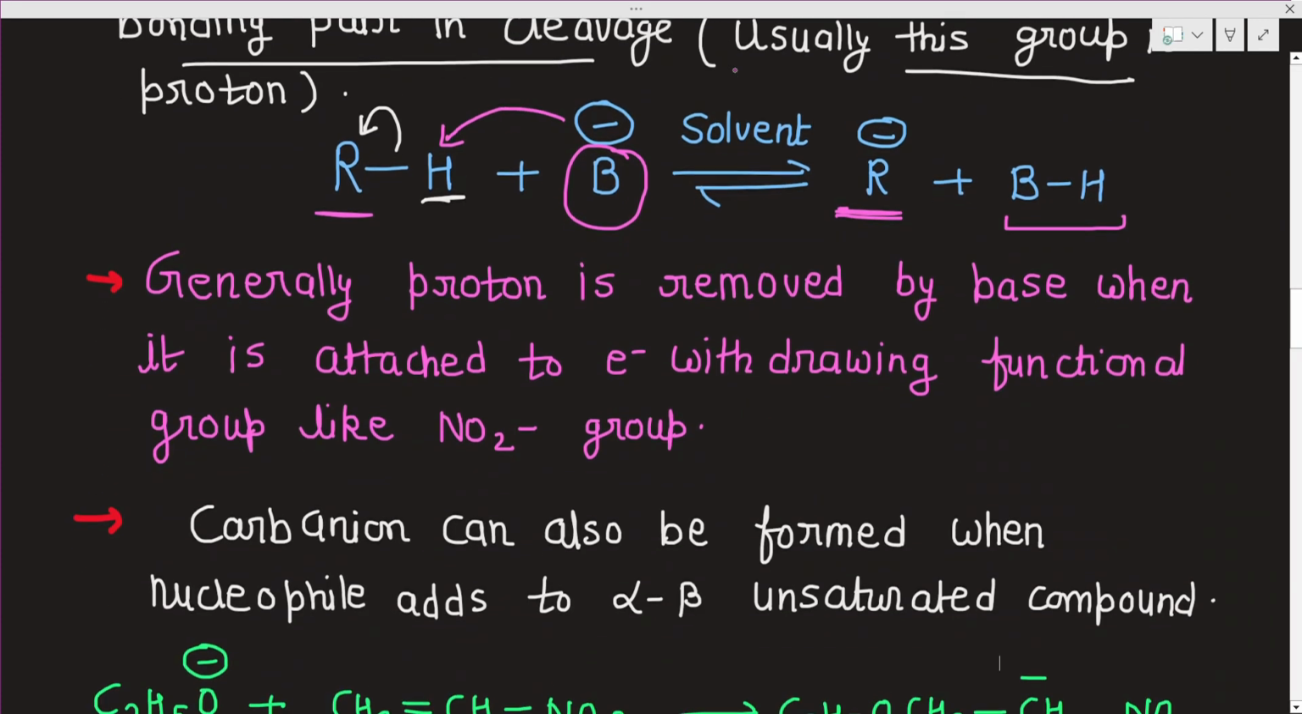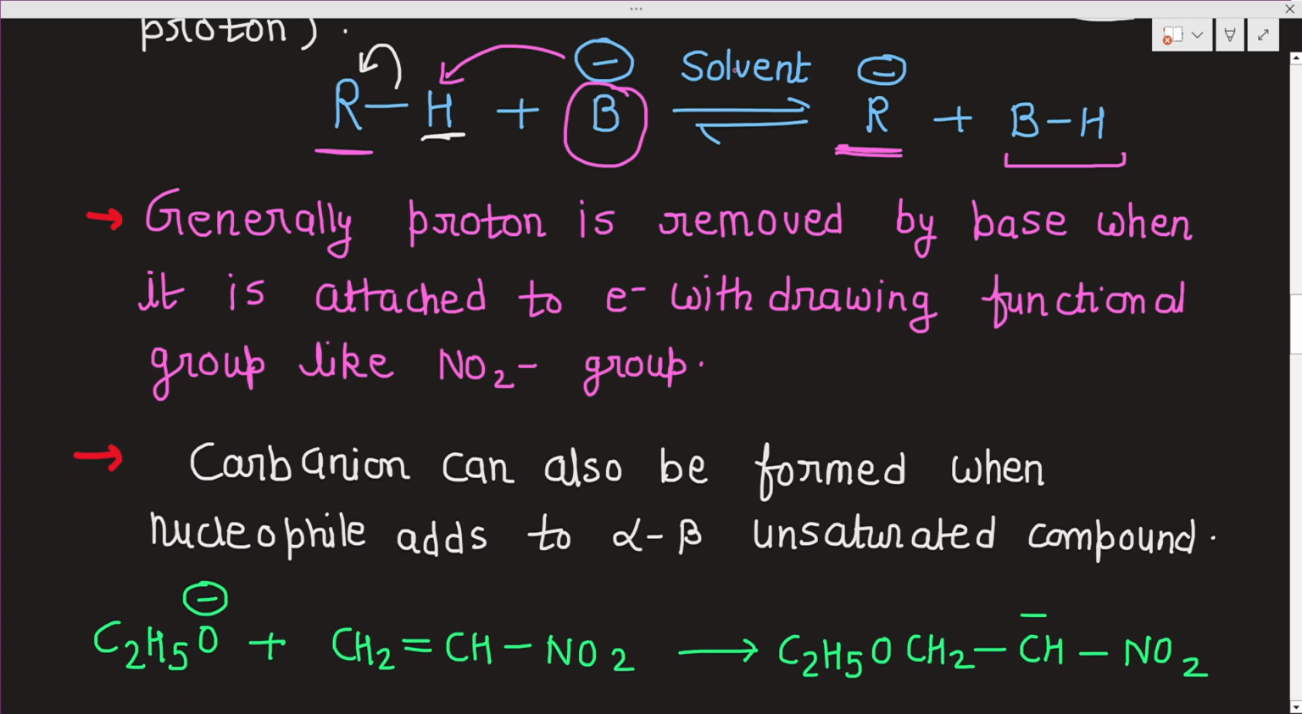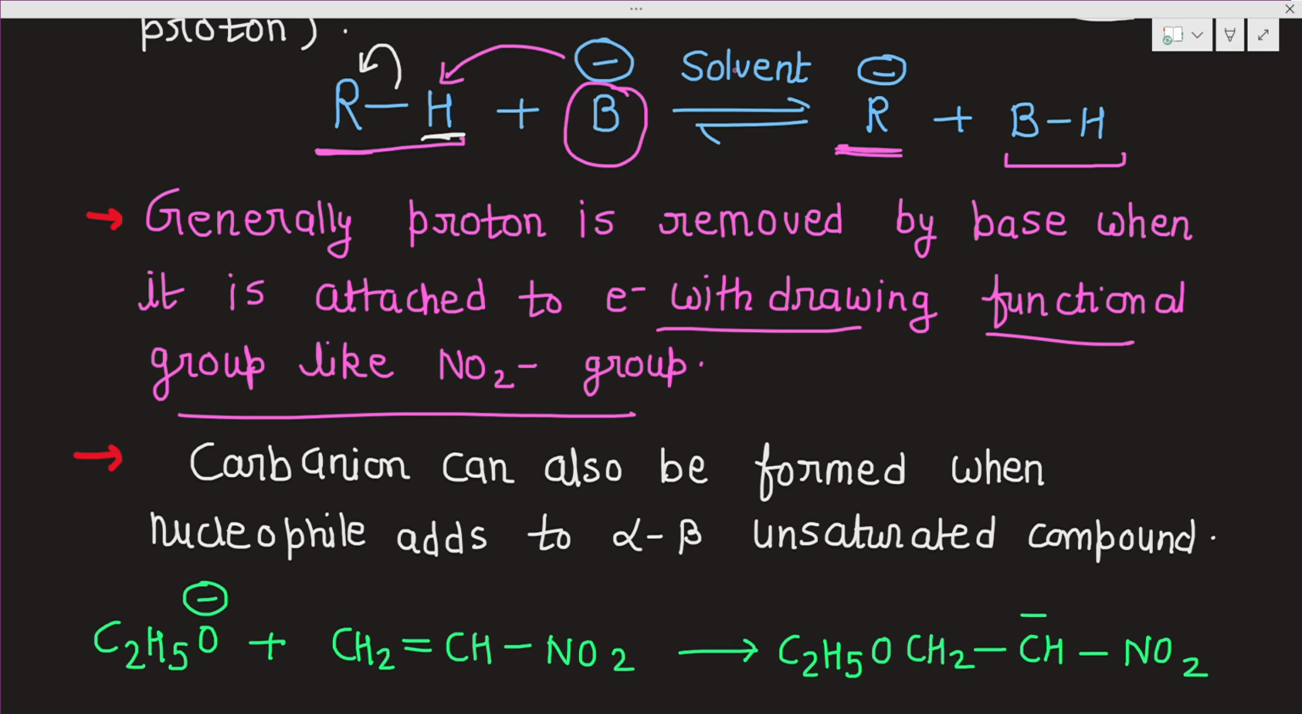Generally, the proton is removed by the base when it is attached to an electron withdrawing functional group like the NO2 group. In general, the R-H bond does not have much difference in electronegativity between R and H. But if a functional group with electron withdrawing tendency is present on R, like the NO2 group, these groups will attract or withdraw electron density from the proton. So the proton can be easily removed by the base.